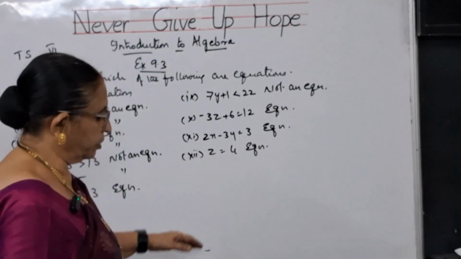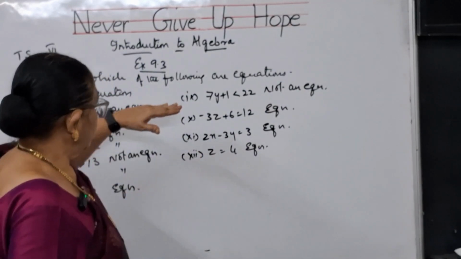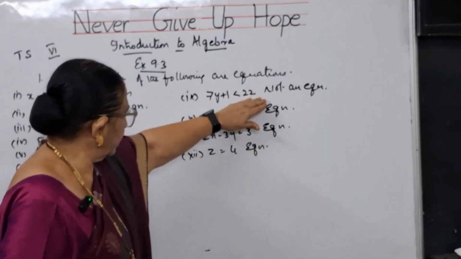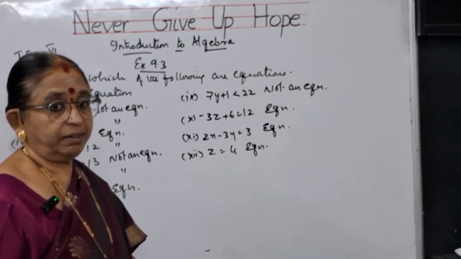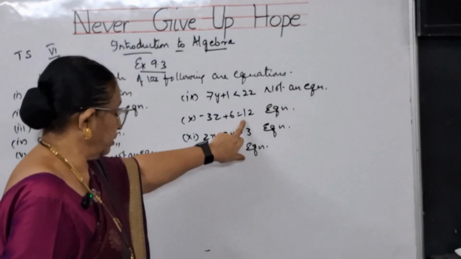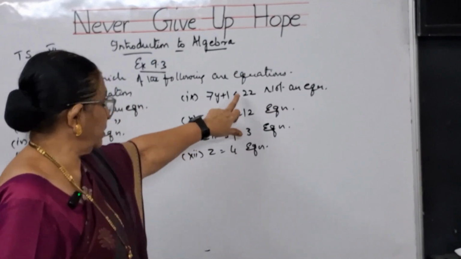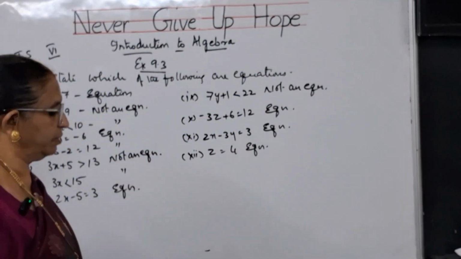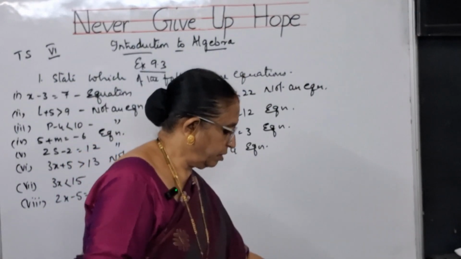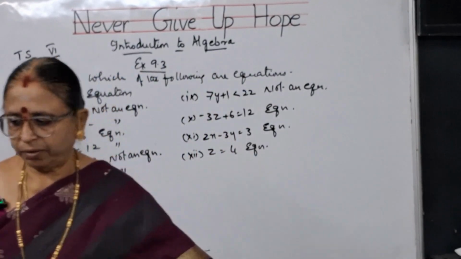What you are able to understand here, children, is that between LHS and RHS there should be only an equality sign to consider it as an equation. If there is a lesser than sign or greater than sign, we don't consider it as an equation. Please note it down.